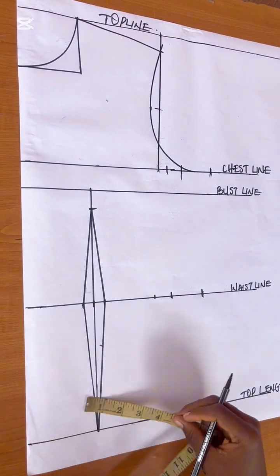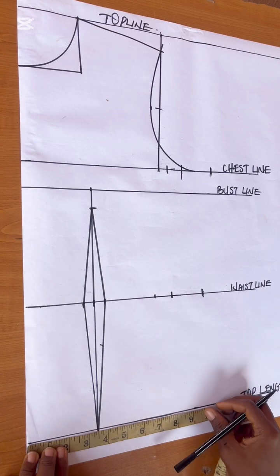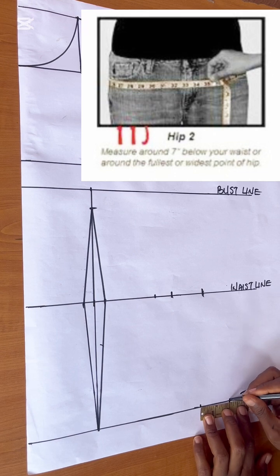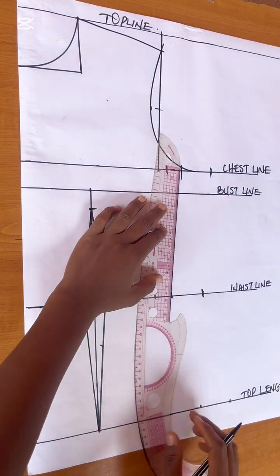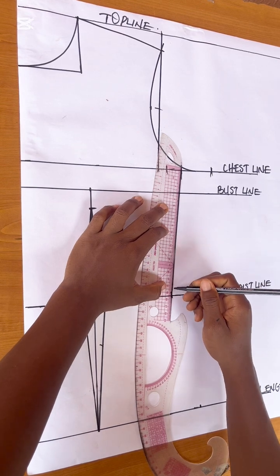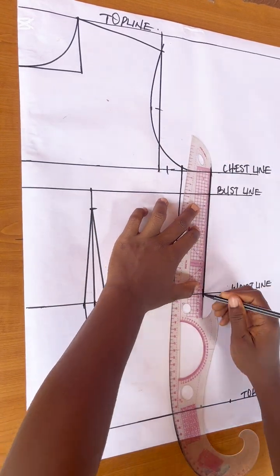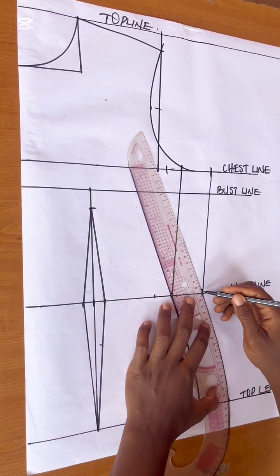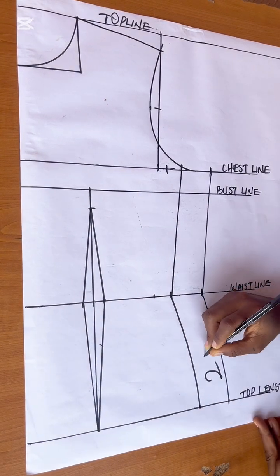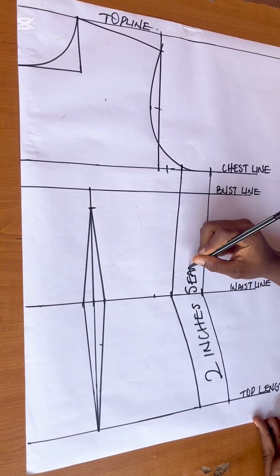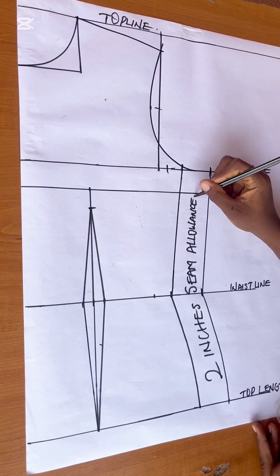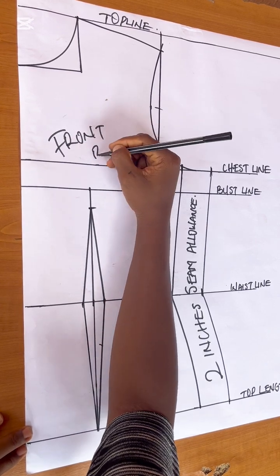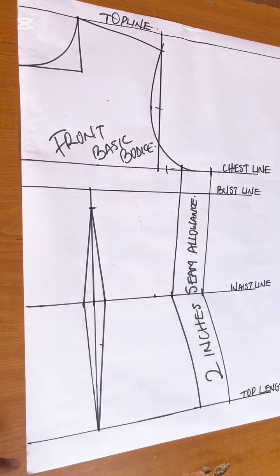After doing that, for my top length, I'll measure my hip measurement. My hip is 38 divided by 4, I have 9.5 plus 2 extra inch allowance. Whatever your hip is, you measure it and then you place it plus 2 extra inch allowance. For this down part, because your hip is not straight, use the curvy part and draw a curve around there, and then I'm just going to label it as my 2 inches seam allowance. And this is your front basic bodice. I'll just label it so you can know your front basic bodice.